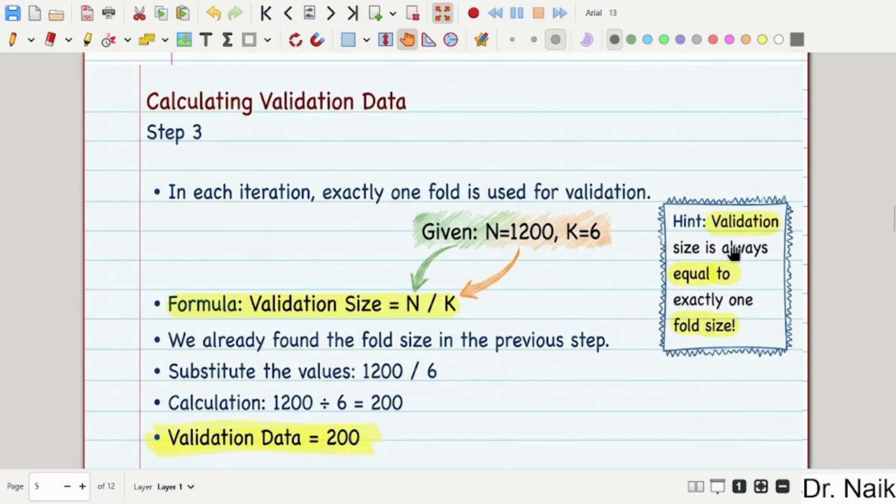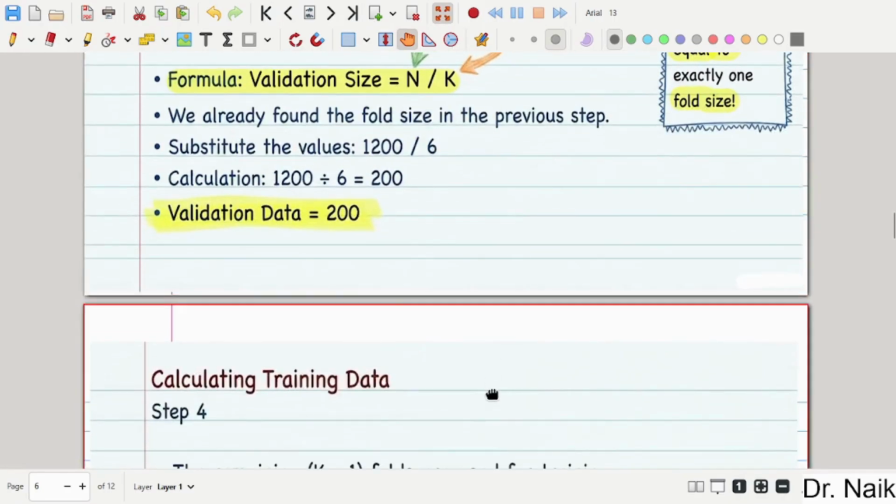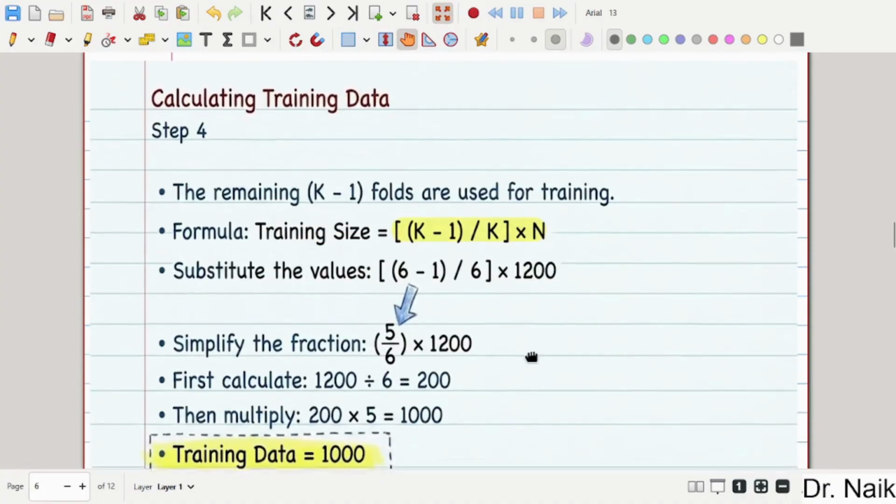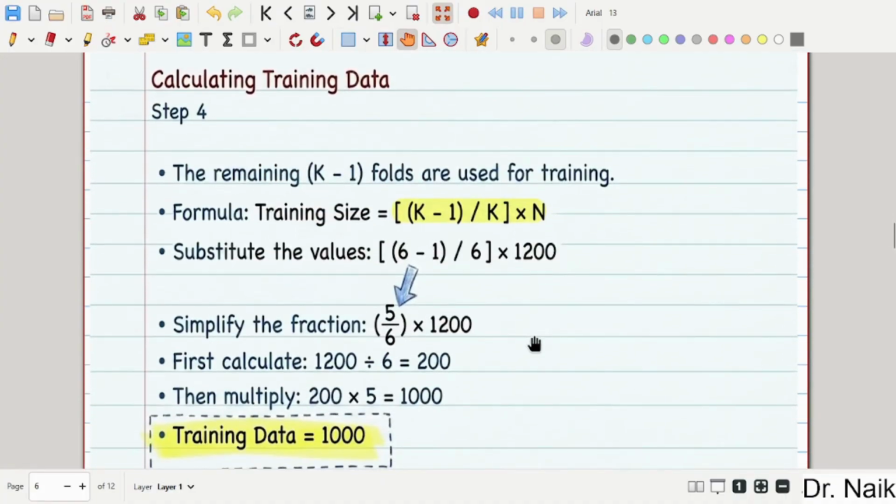Notice that validation size is always equal to exactly one fold size. Now calculate training data. The remaining k minus 1 folds are used for the training. The training size is calculated by the formula (k minus 1) divided by k, whole multiplied by n.